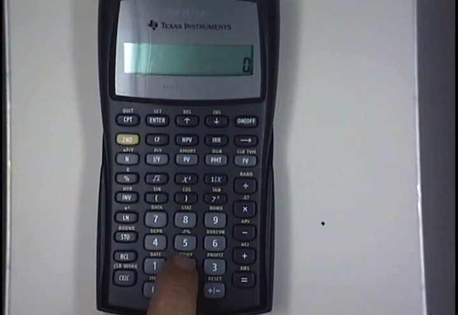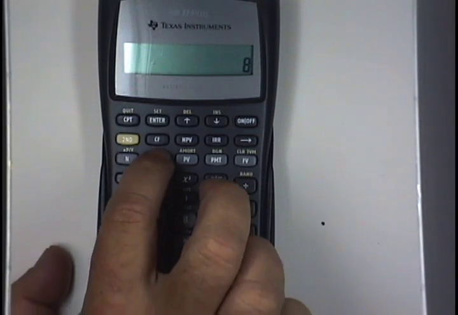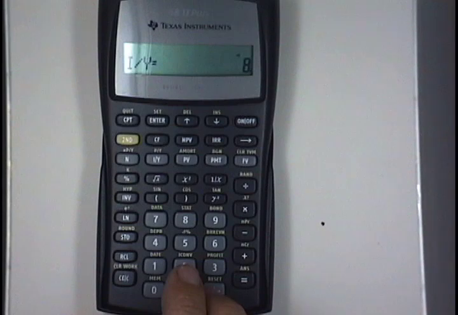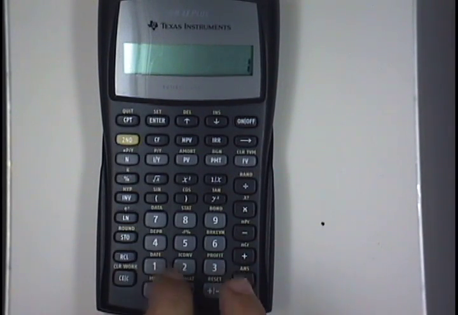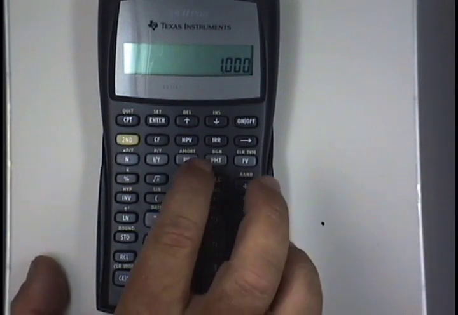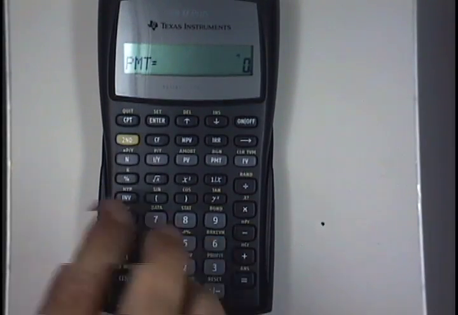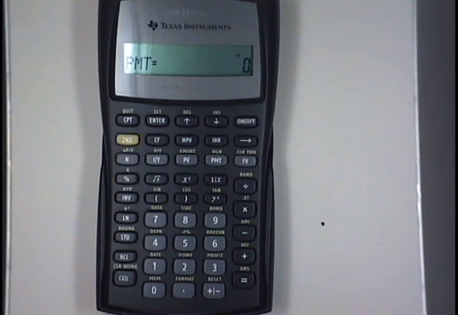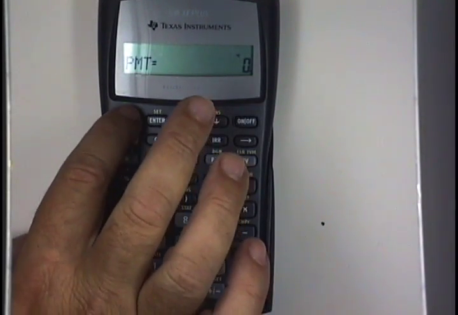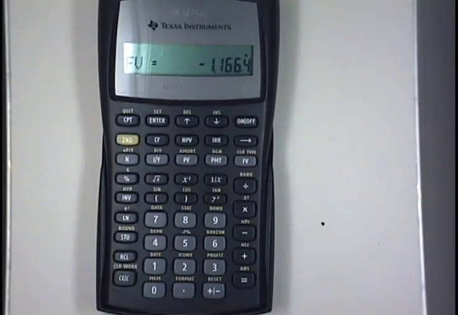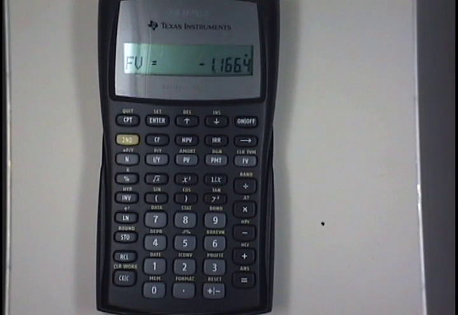Okay, we have 2 periods this time, 2n. My interest rate is still 8. My present value, remember it was a negative $1,000 because that is a cash outflow. My payment is 0. And if I compute, would you expect that to be the 1,160? Or will the compounding add a little bit more money to that? Compute. Future value. My future value is $1,166.40.